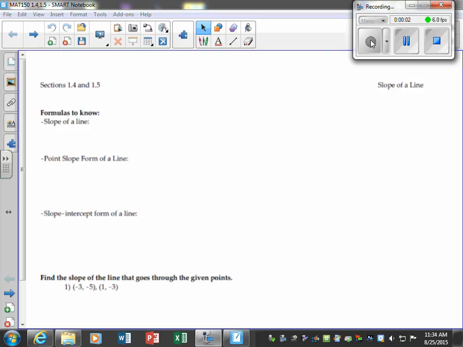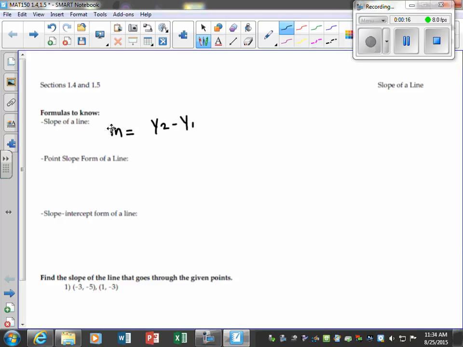Okay, section 1.4 and some of 1.5. We're first going to start with formulas that we need to know, and the first one is our slope of a line. That one's going to be m is equal to y2 minus y1 over x2 minus x1. And if you're taking this course, you're not going to have a formula sheet for your test, so you want to make sure you know these formulas.